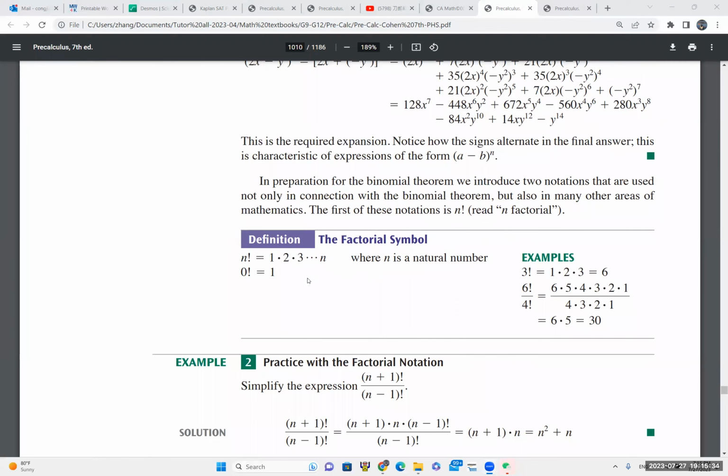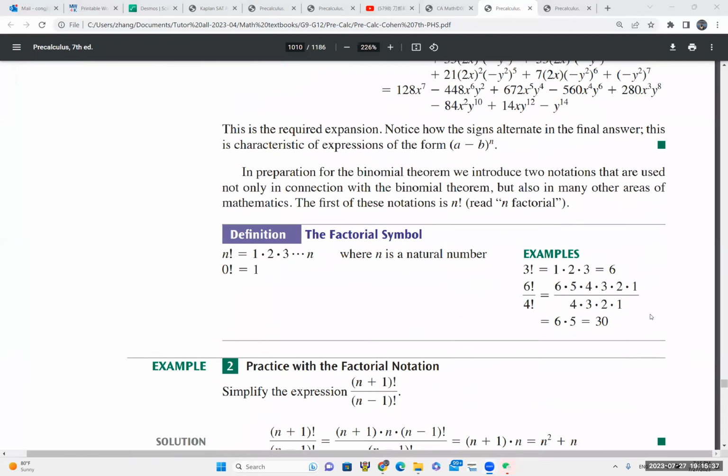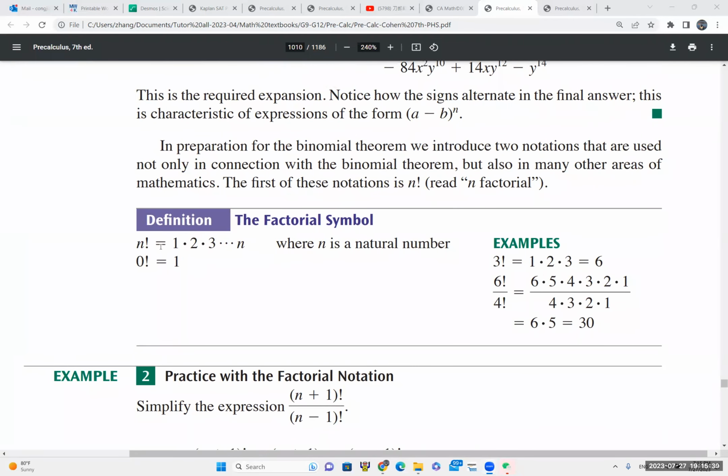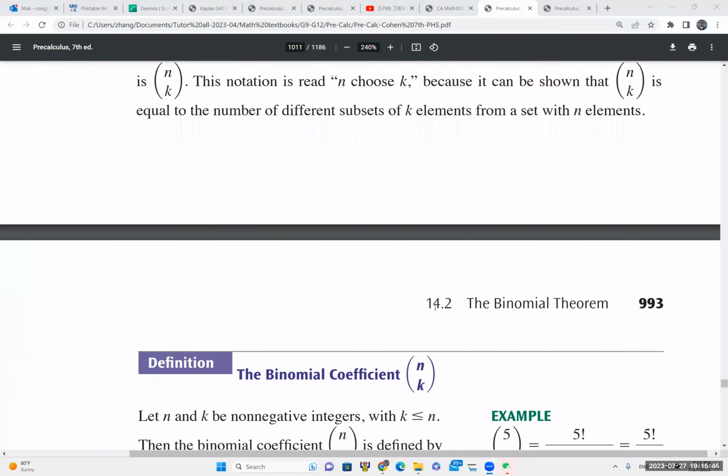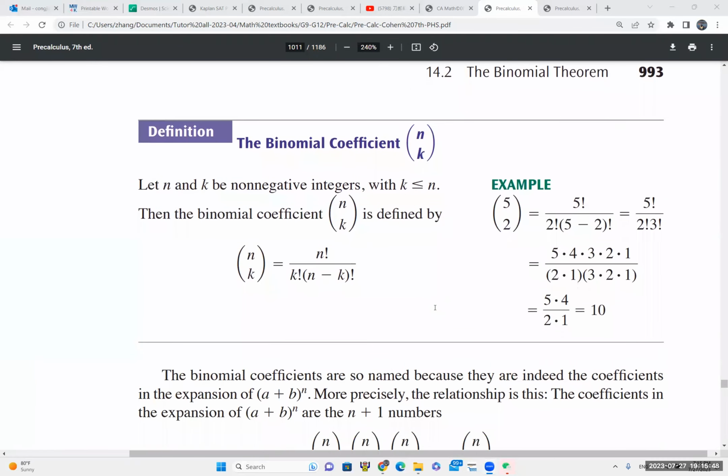Definition: factorial. Suppose you have an idea about the factorial, right? Then we'll pass this. Now, wait, definition.